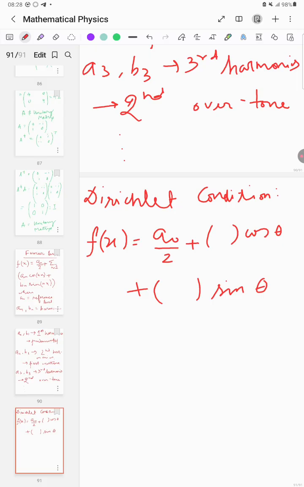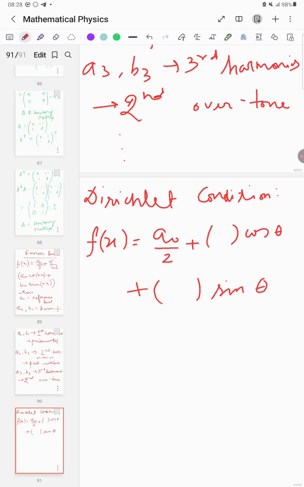f of x, right? What we can say from this Dirichlet condition is that cos theta and sin theta are directly coming into the condition of f of x. So the properties of cos theta and sin theta should also be the properties of f of x. So now we can say that as sin theta and cos theta give one value at a point, they are single valued. So f of x should also be single valued, right?